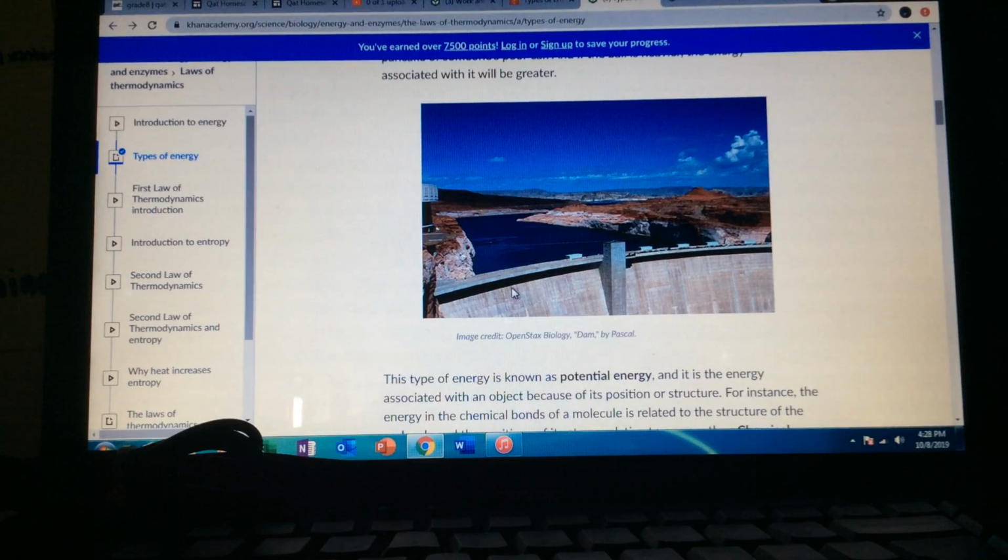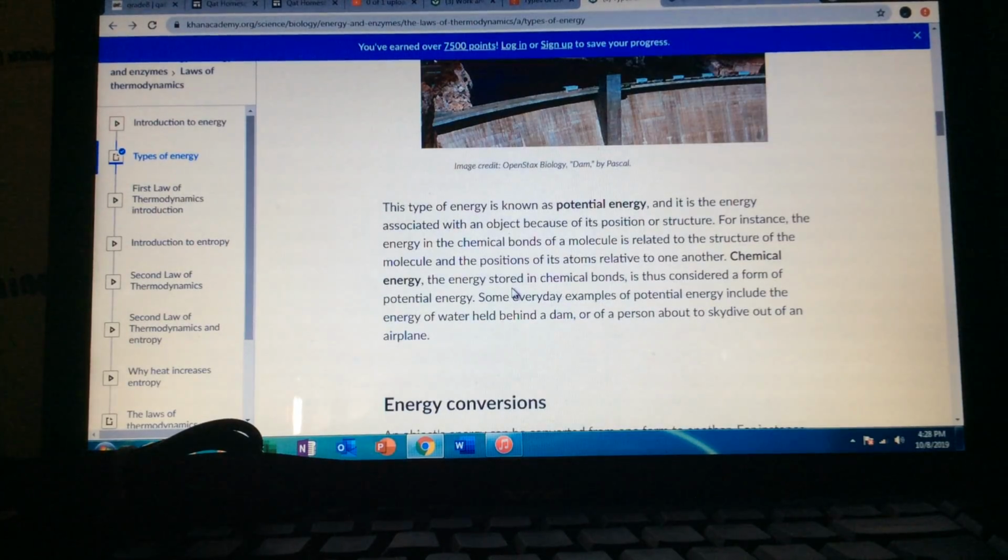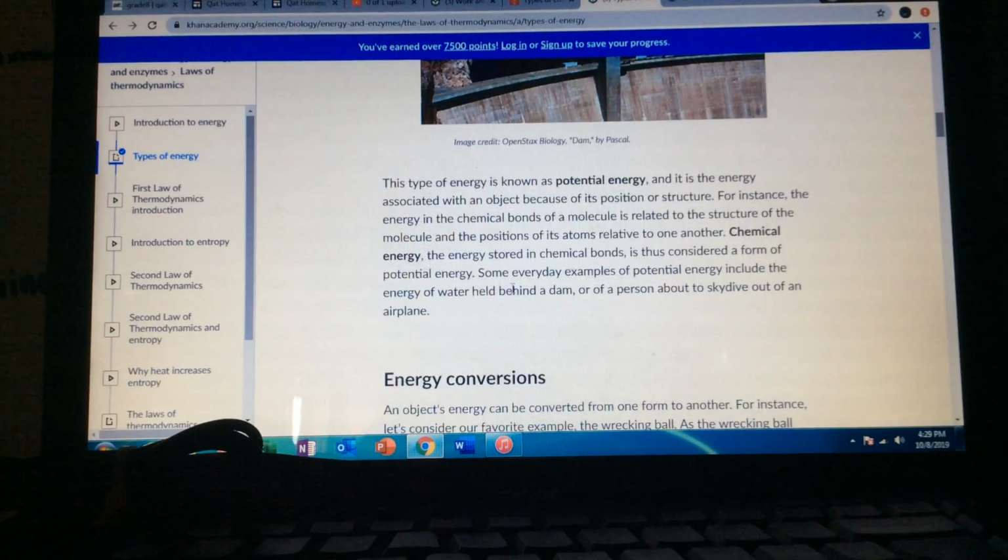This type of energy is known as potential energy, and it is the energy associated with an object because of its position or structure. For instance, the energy in the chemical bonds of a molecule is related to the structure of the molecule and the position of its atoms relative to one another. Chemical energy, the energy stored in chemical bonds, is thus considered a form of potential energy. Some everyday examples of potential energy include the energy of water held behind a dam or of a person about to skydive out of an airplane.